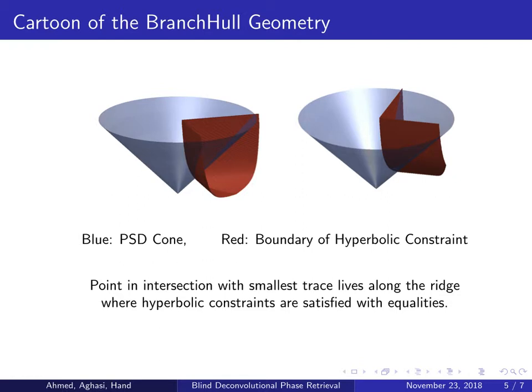The geometric picture of this convex program is as follows. The red region is defined by the hyperbolic constraints, the blue region by the PSD cone. The point of smallest trace lives on the pointy ridge of the hyperbolic constraint set that corresponds to having equalities in all of the hyperbolic constraints.